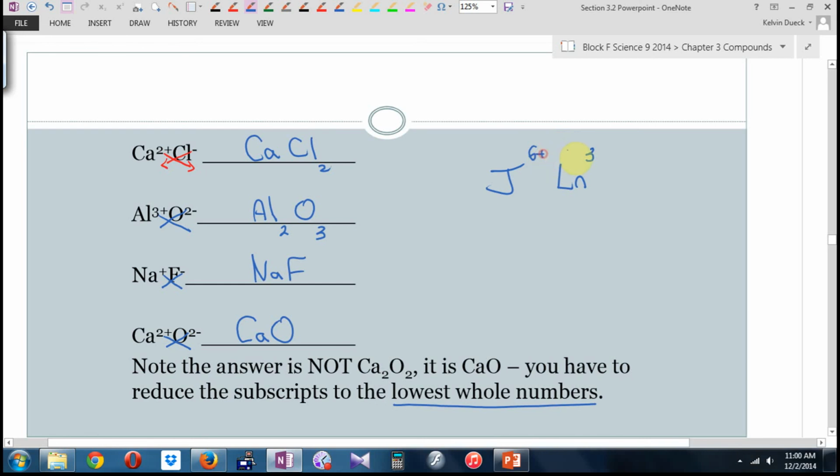So Jordan is 6 positives, and of course Lena is nothing but negative. When I crisscrossed, I wouldn't write J3 Ln6. What would I write in lowest terms? Imagine the 3 there, imagine the 6 there, and then reduce. J1, am I going to write the 1? No. Ln3. Yep.